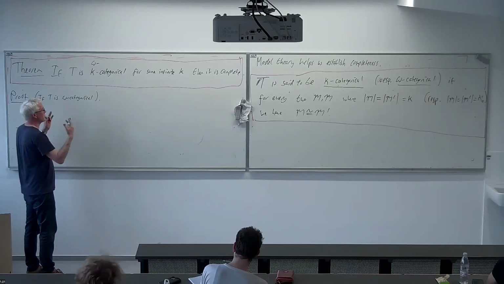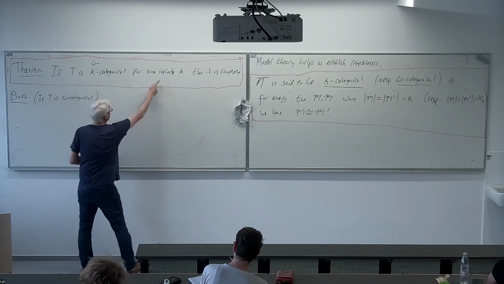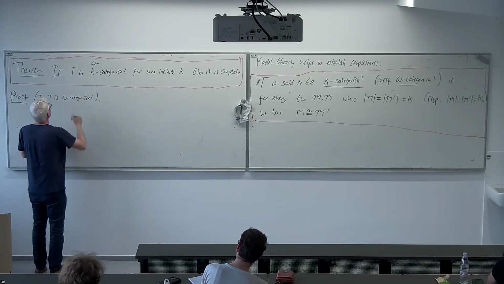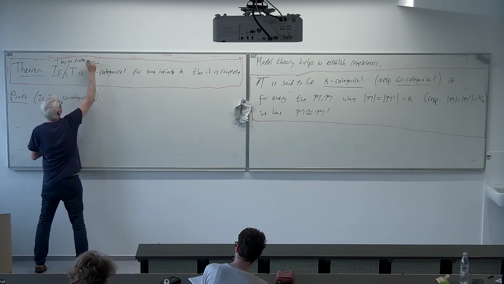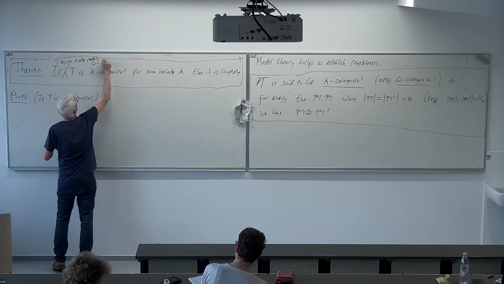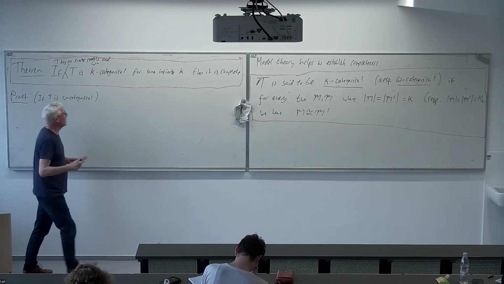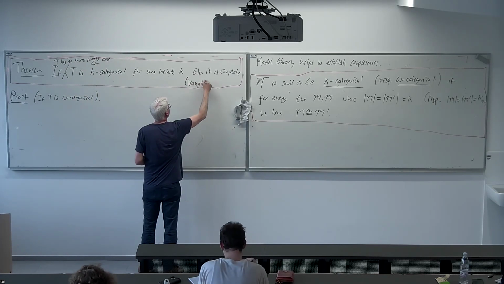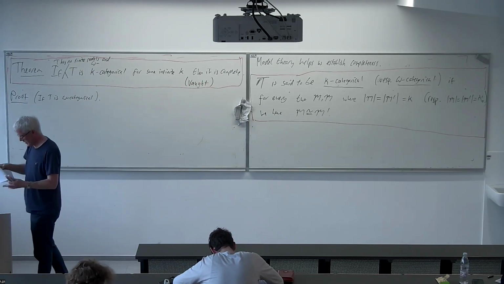So actually, rather than just being kappa categorical for some infinite kappa, that's not enough. We require that T has no finite models, and then it's complete. And this theorem is due to Vaught. Should have said that.